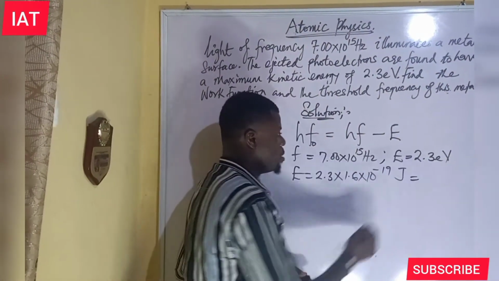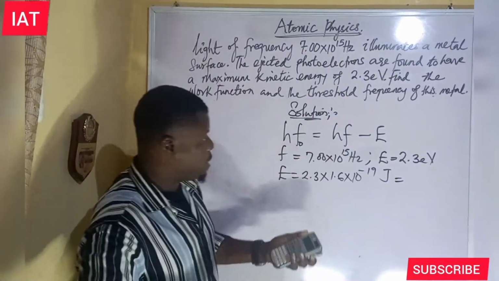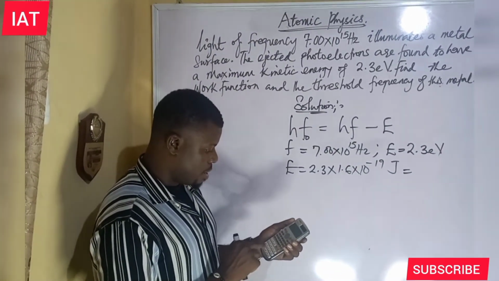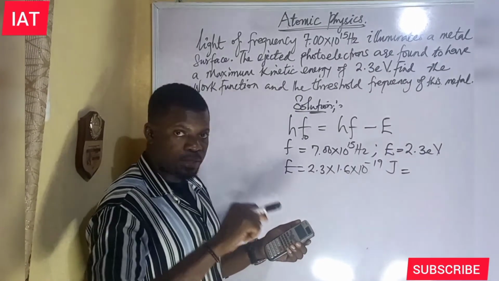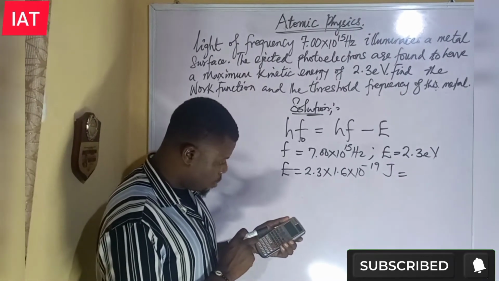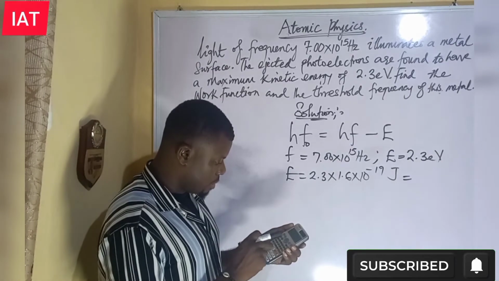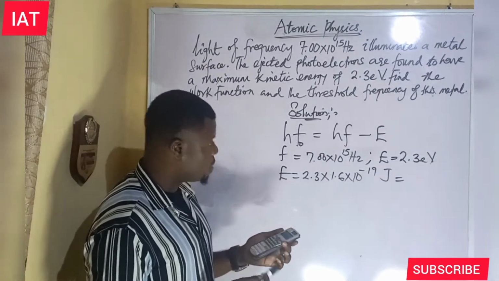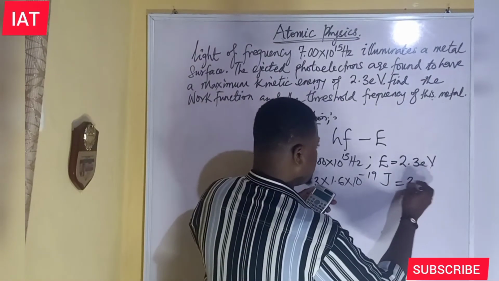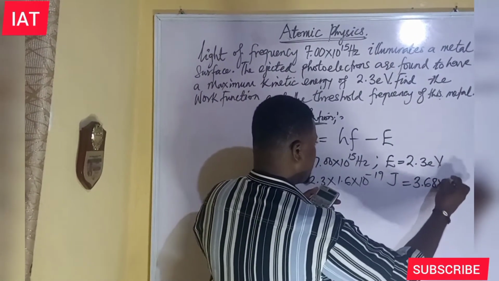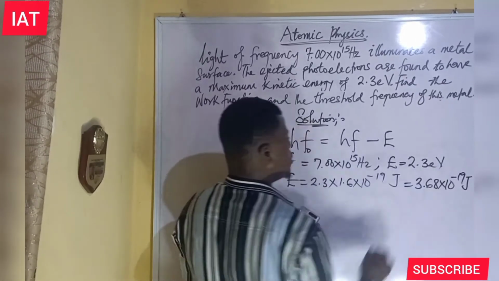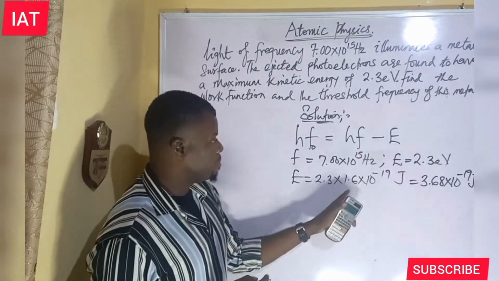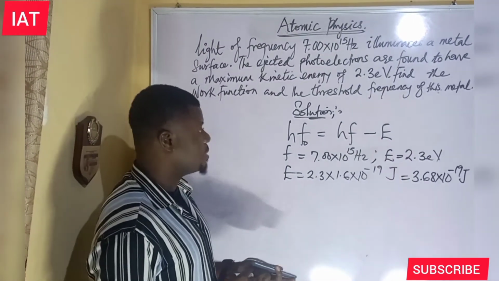So if you multiply this through, let's punch the values in. Just follow me and make sure you have the same answer I will have. If you're able to get the answer, you can drop it in the comment section, so I will look into it together. Times 10 to the power of minus 19, this will give us the value 3.68 times 10 to the power of minus 19 joules. You can see that I've converted the kinetic energy from electronvolts to joules by multiplying it by 1.6 times 10 to the power of minus 19.